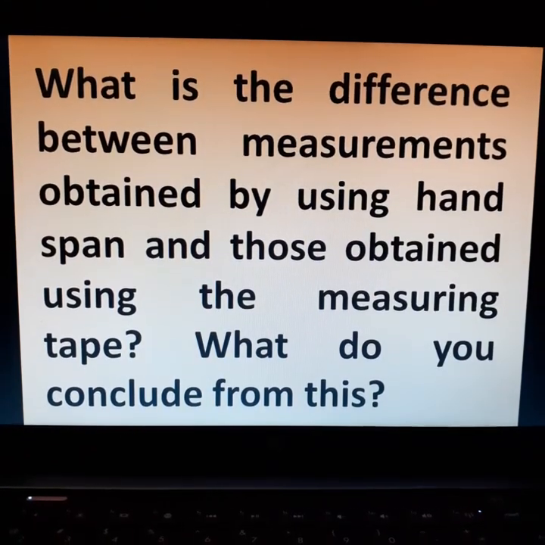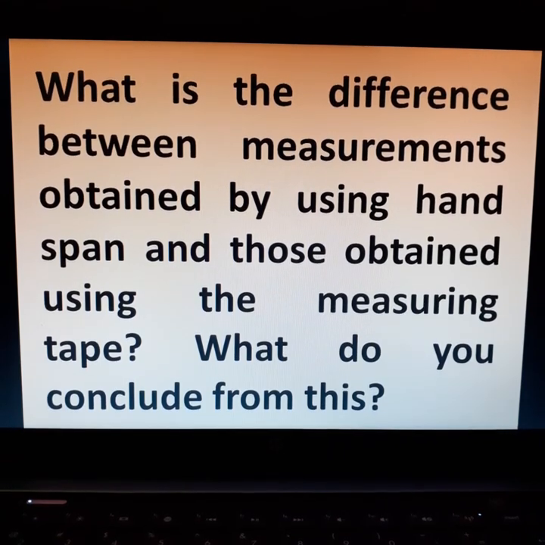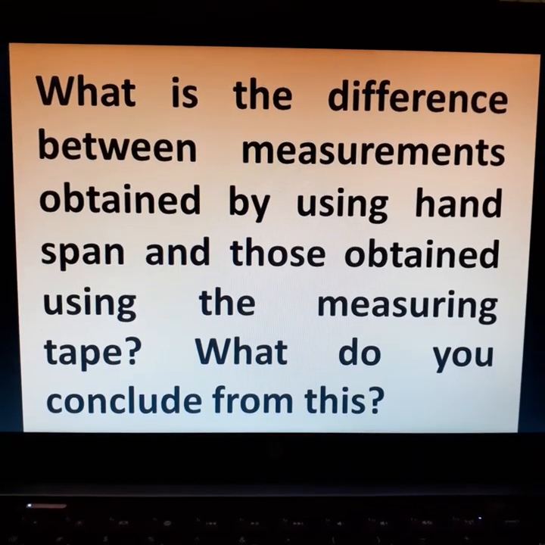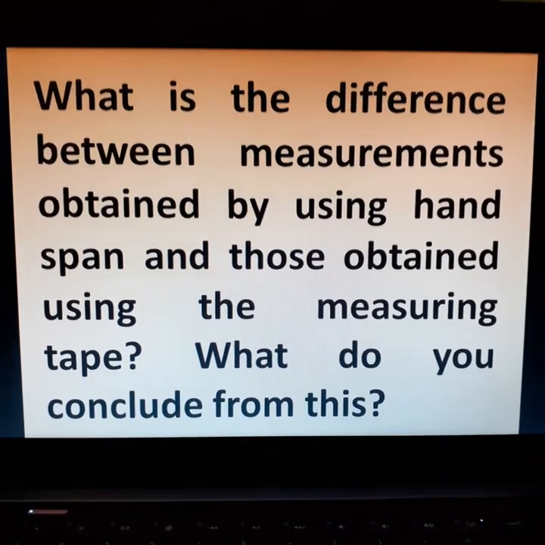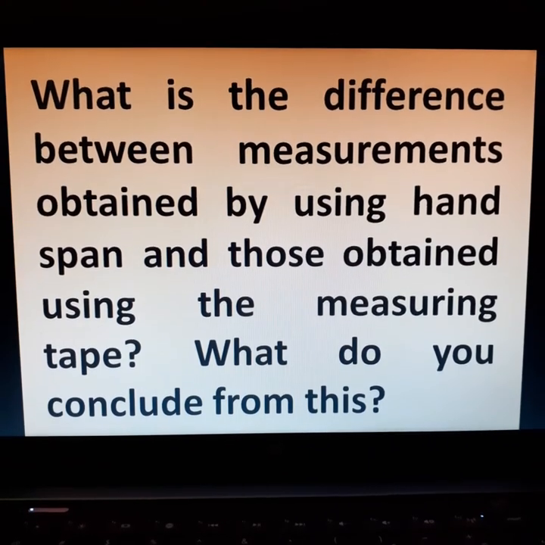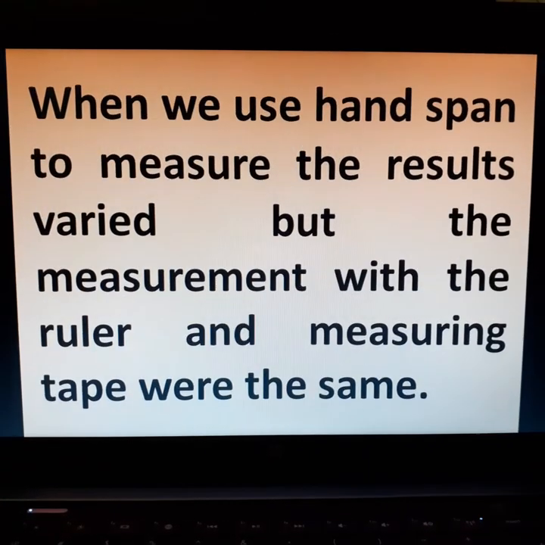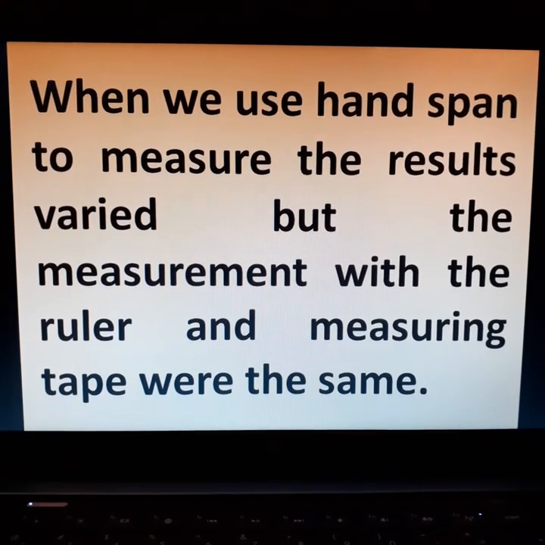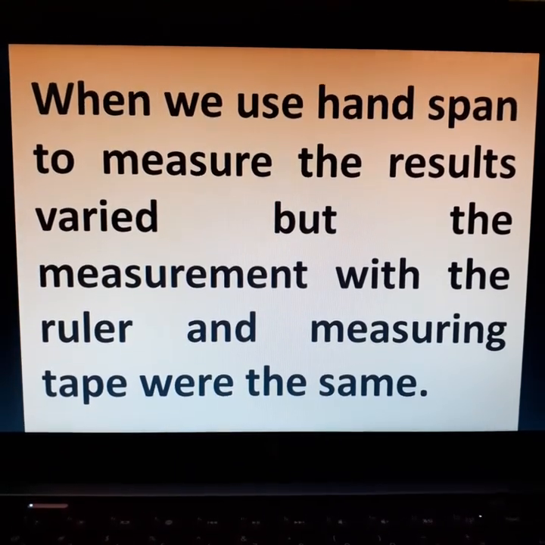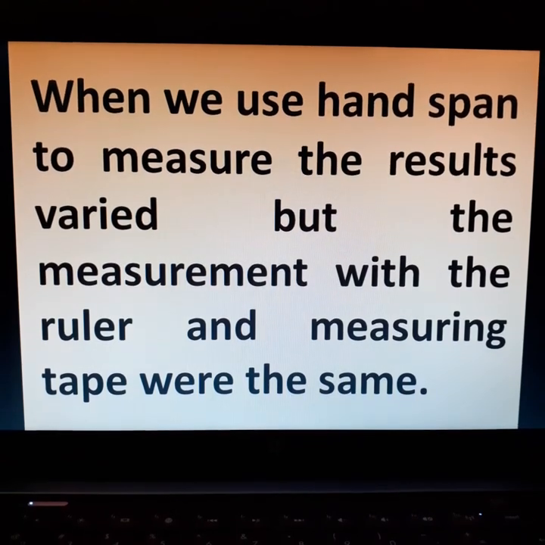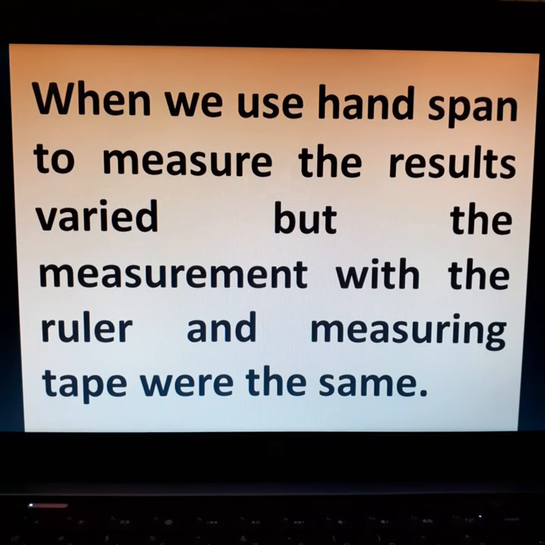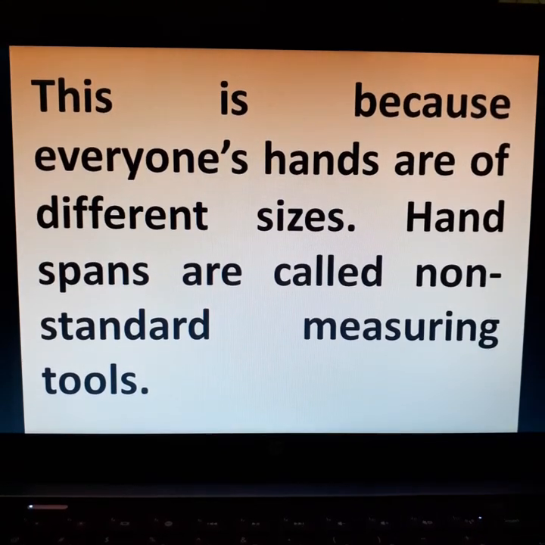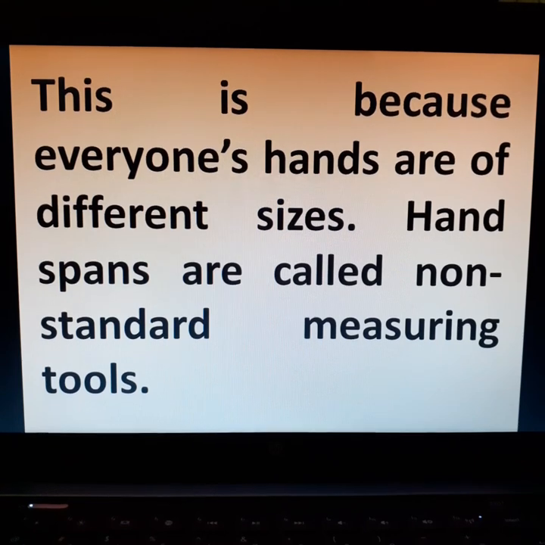What is the difference between measurements obtained by using a handspan and those obtained using the measuring tape? What do you conclude from this? You have to conclude that as the handspan varies, the readings will be different, and with the measuring tape, they will be the same. When we use a handspan to measure, the results varied, but the measurements with the ruler and measuring tape were the same. This is because everyone's hands are of different sizes.